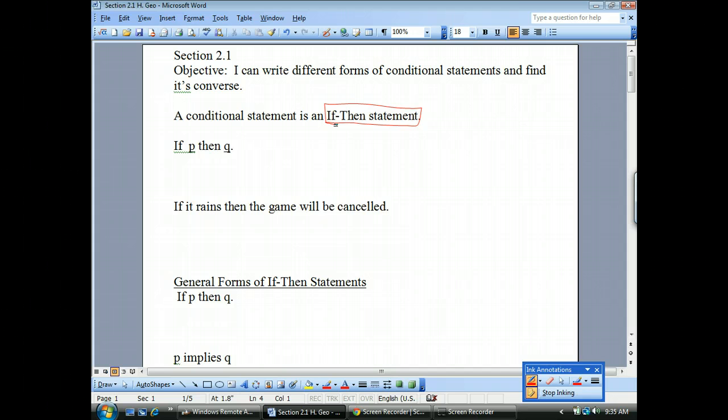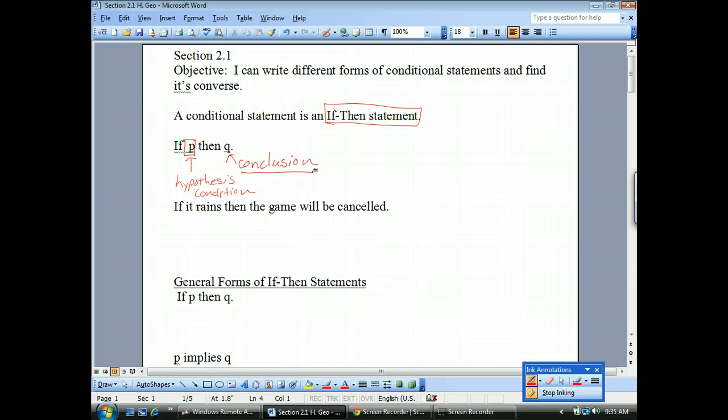In an if-then statement, there is what we call the P or hypothesis. This is what I call the condition. So this is the condition that must be present, and if that condition is present, then that leads us to what we call our Q, or our conclusion. So an if-then statement has a hypothesis and it has a conclusion.